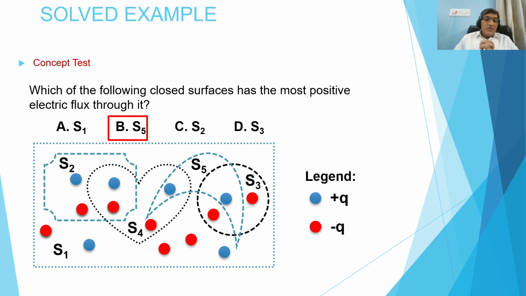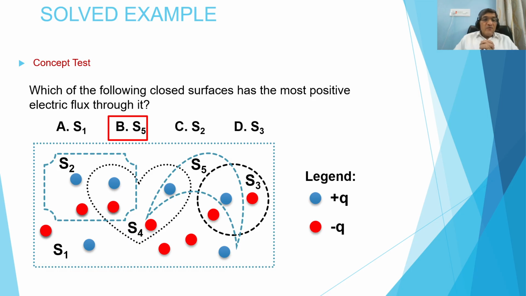So surface S1, let's count the negative charges. Negative charges: 1, 2, 3, 4, 5, 6, 7, 8. There are 8 negative charges, and positive charges: 1, 2, 3, 4, 5, 6. 6 are the positive charges. So the net charge is minus 2q.